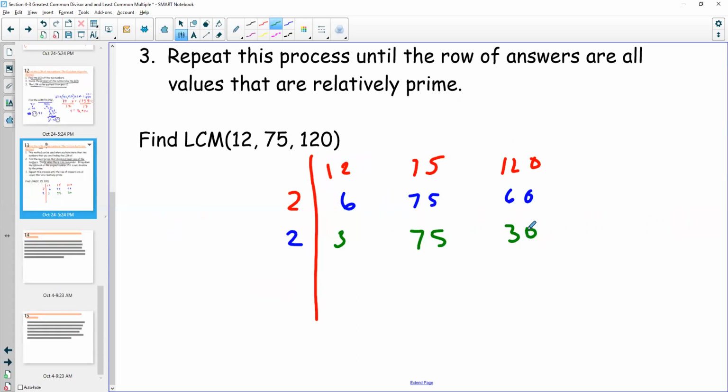You know what? Maybe I'll use a 3 now. I'm going to use prime numbers. So 3 into 3 goes once. 3 does go into 75. That's 25. And 3 goes into 30. I'm left with 10.